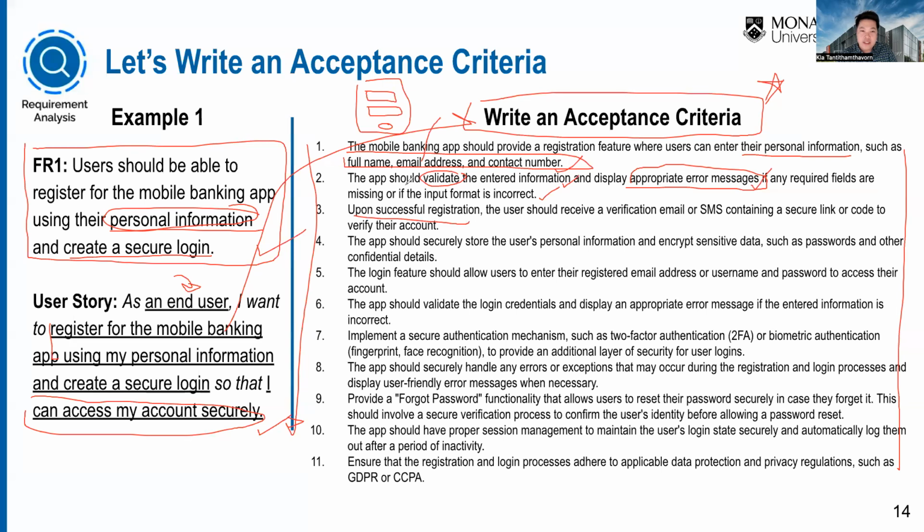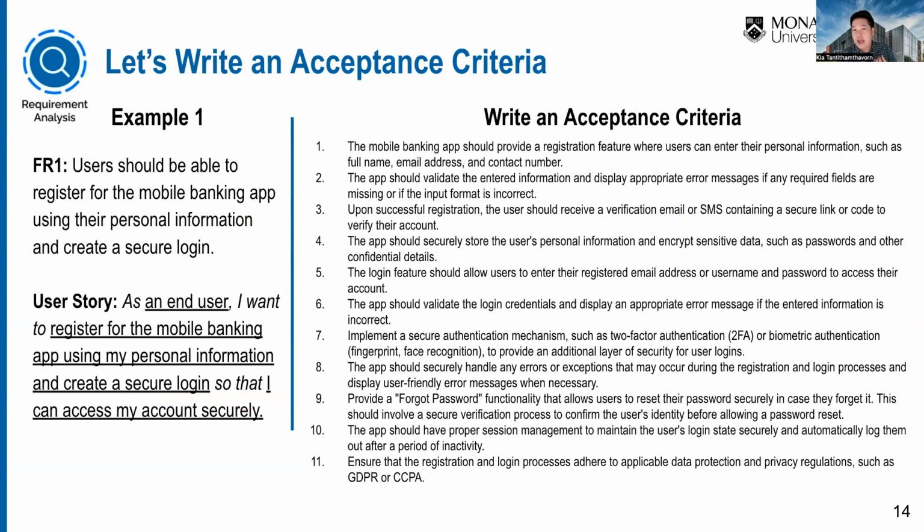Upon successful registration, and this is like a scenario, a step by step, you need to create scenarios, okay? Start from the mobile app. Inside it performs the validation to check the input, right? Upon success, the user should receive a verification email, SMS, and so on. That's a very detailed acceptance criteria, and I highly recommend that everyone should do this. So we know what functions we are going to develop, and how to decide the test cases.